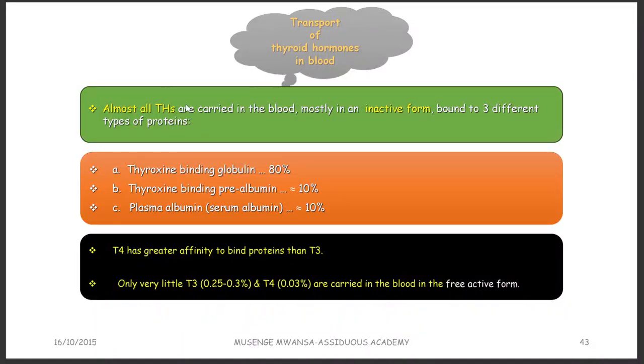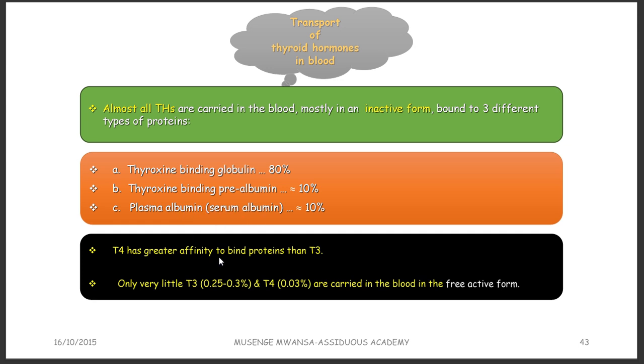So almost all the thyroid hormones are going to be carried in the blood in the inactive form. And they are bound to three different types of proteins. Please take note. Thyroid hormone can be transported bound to globulin. The majority of it binds to globulin, 80%. Some of it, 10%, binds to prealbumin, and then some of it will bind to plasma albumin.